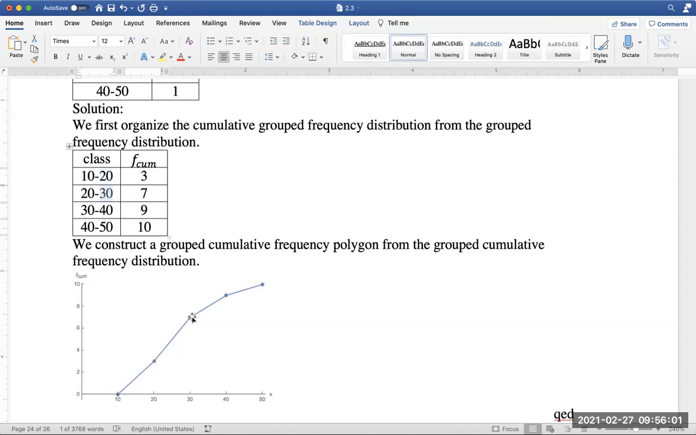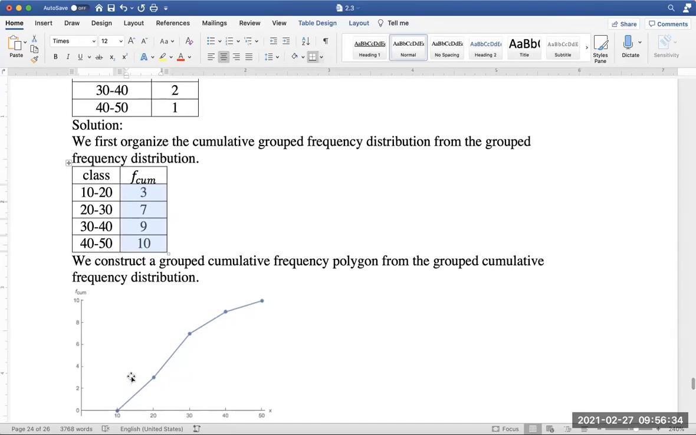7 numbers less than 30. So I'll put a 7 here. 9 numbers less than 40. 10 numbers less than 50. So the lowest lower class boundary should have a value of 0. All the other upper class boundaries will have the value of that particular cumulative frequency.